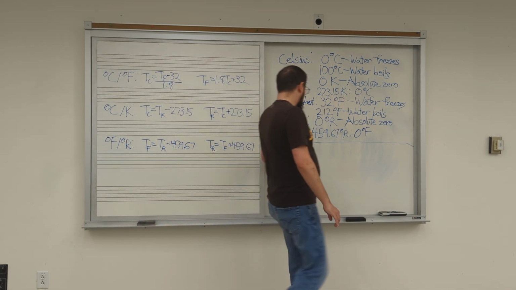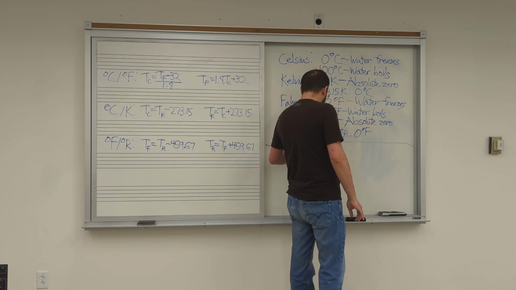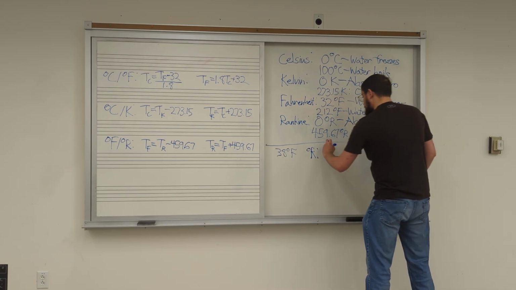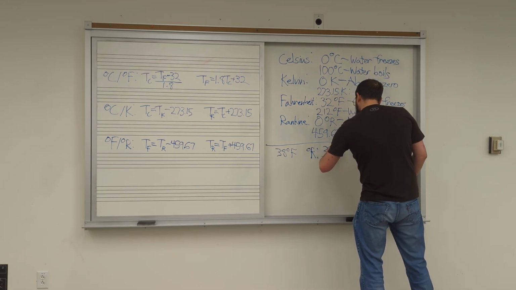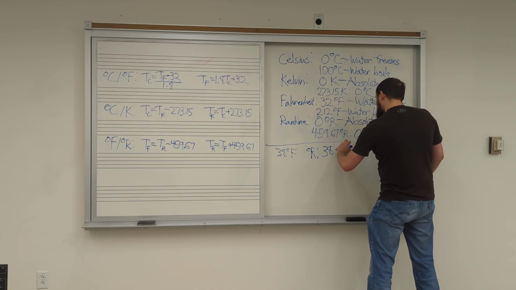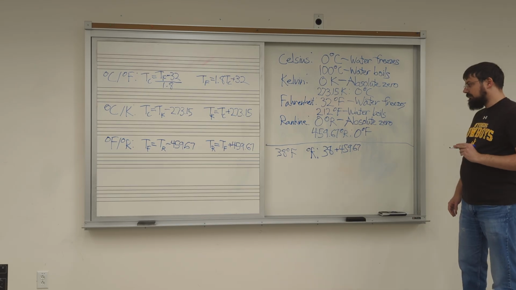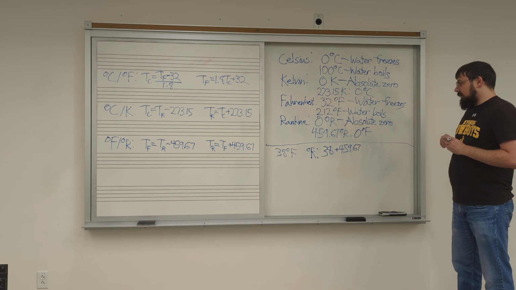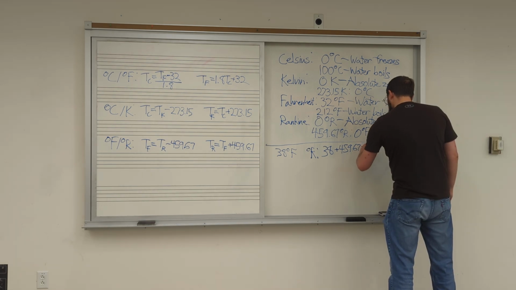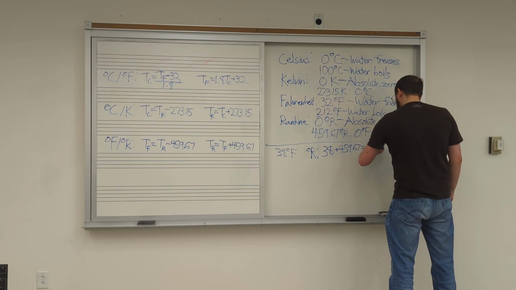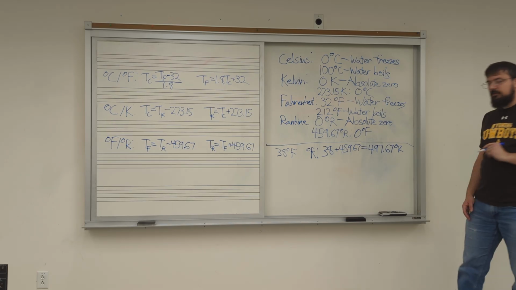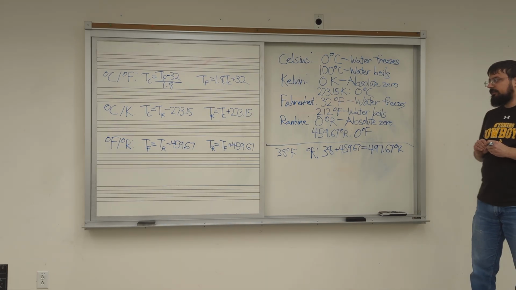So let's do Rankine first. We're going to take our 38 degrees Fahrenheit plus 459.67. All right. This is going to give us a temperature of 497.67 degrees Rankine.